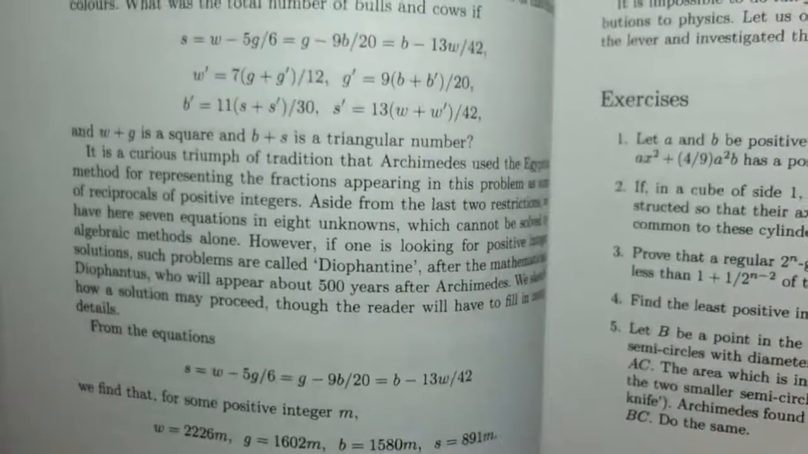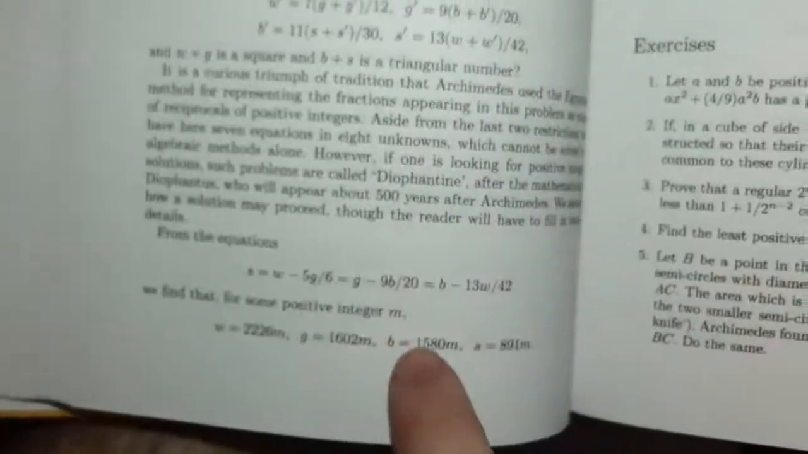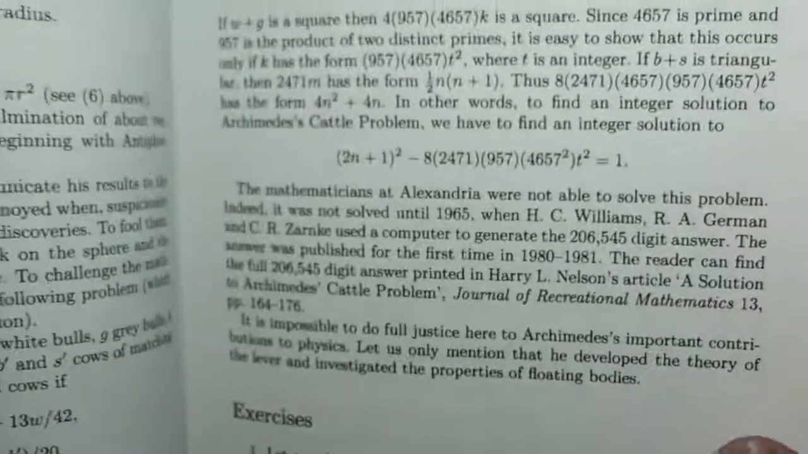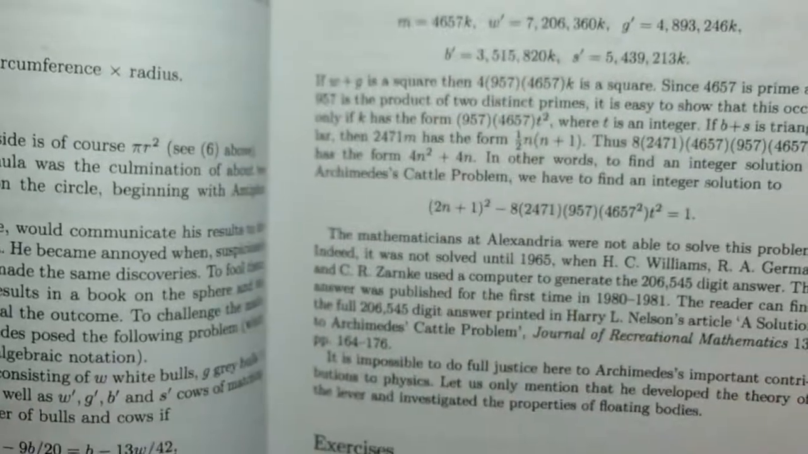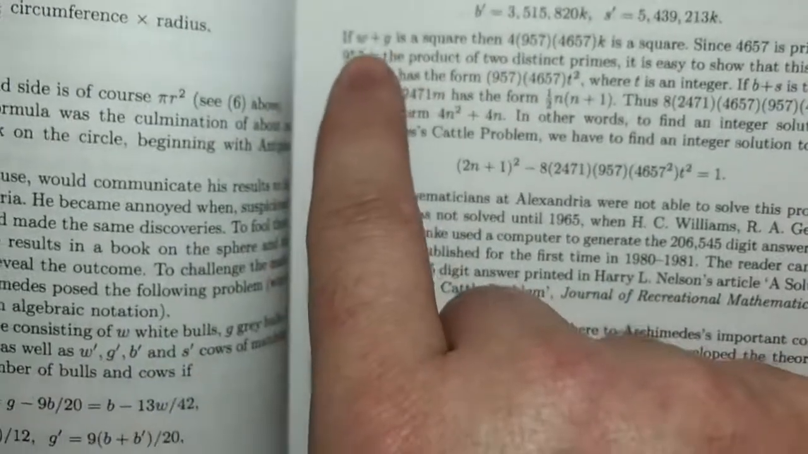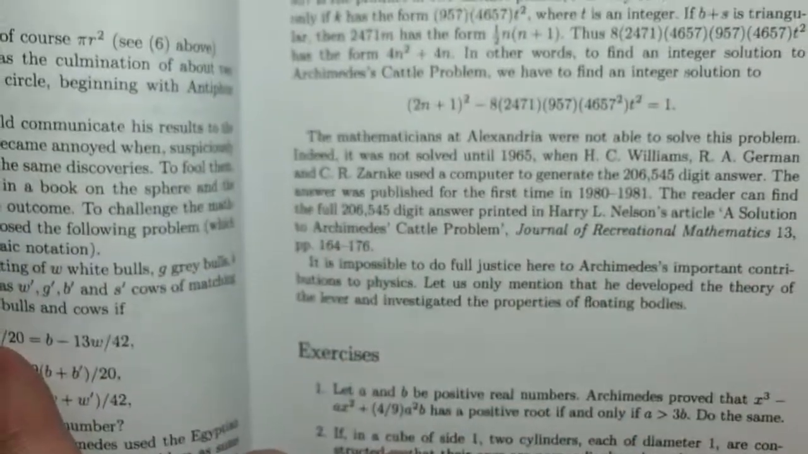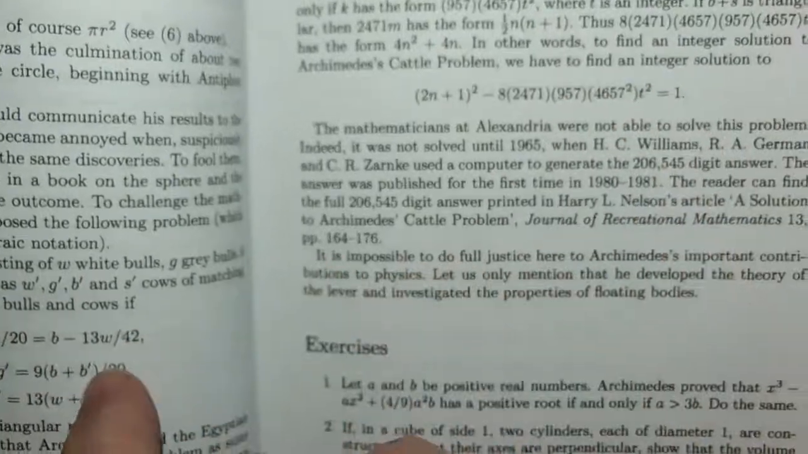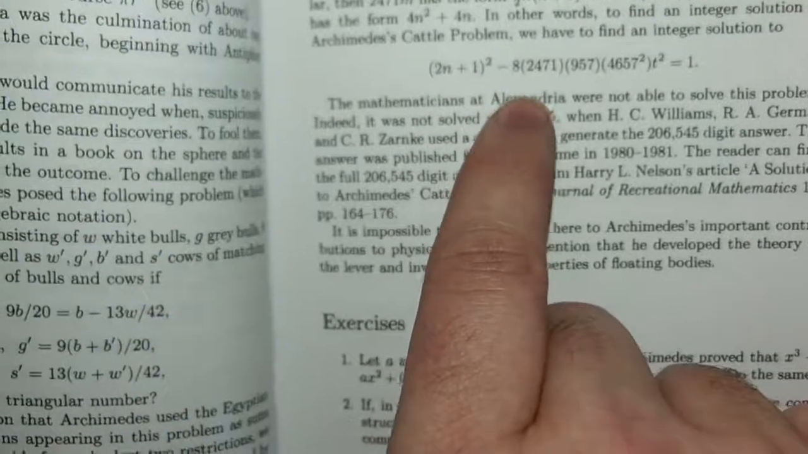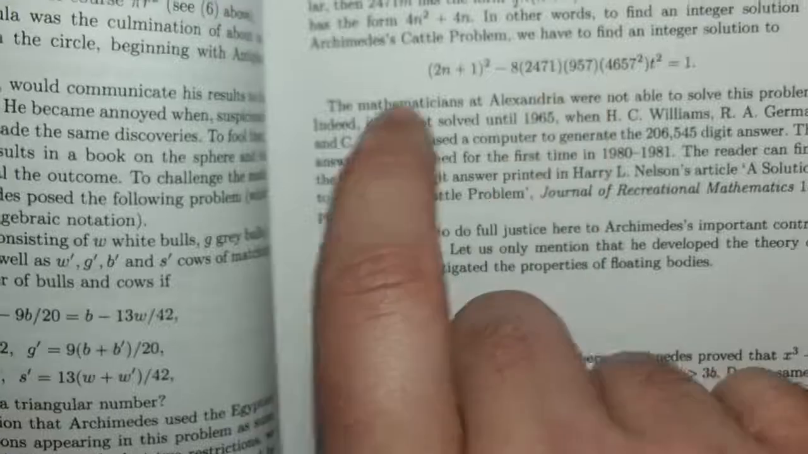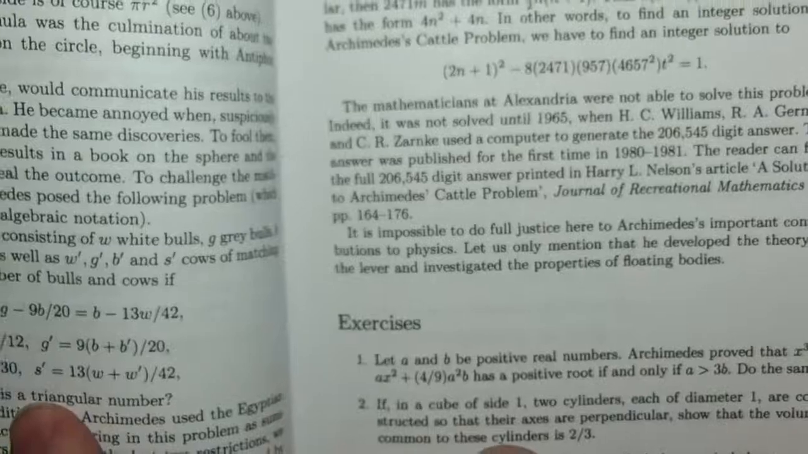And so it turns out that this is pretty complicated, and using some algebra and some substitutions here, we can see that solving this cattle problem, right? So here's a bunch of different relations involving these things, and then we have additional relations from W plus G being a square. It turns out that you can transform Archimedes' cattle problem into finding an integer solution of the equation (2n+1) squared minus 8 times 2471 times 957 times 4657 squared times t squared is equal to 1.